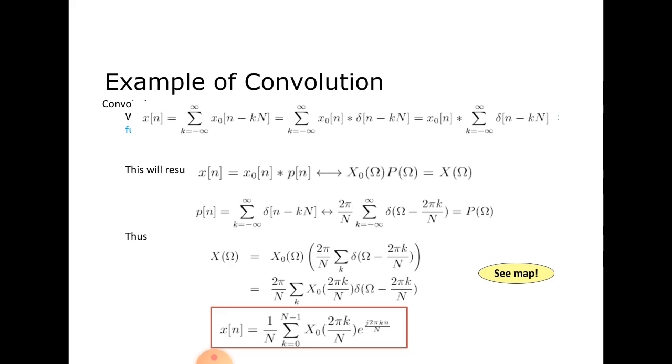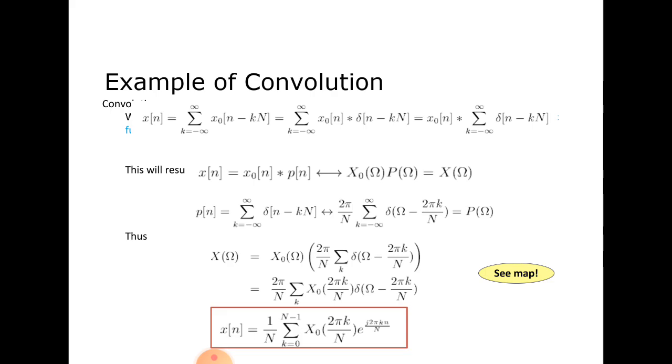And the example of convolution. What does convolution mean? Multiplication in the time domain is convolution in the frequency domain, and convolution in the time domain is multiplication in the frequency domain. x[n] is equal to the summation over k from minus infinity to plus infinity of x0[n − kN], which is equal to x0[n] convolved with the summation over k of δ[n − kN]. This results in x[n] equal to x0[n]·p[n].